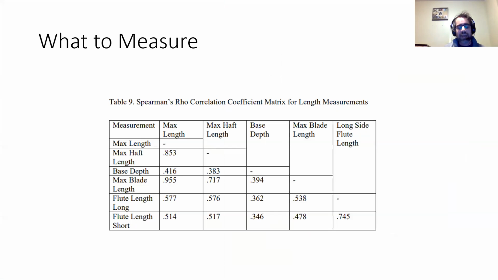In addition to that, I took some of the most useful measurements, including max length, base depth, and flute length on both the long and short side if both sides were available, and then I ran a Spearman's rho between them. What sticks out to me in this table is that most of the length measurements, max blade length and max length, are highly correlated. The one that stands out, and the measurement that I like the most, that I think gets that style the best in my study, however, is base depth.